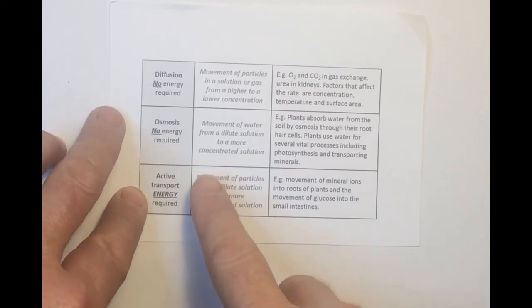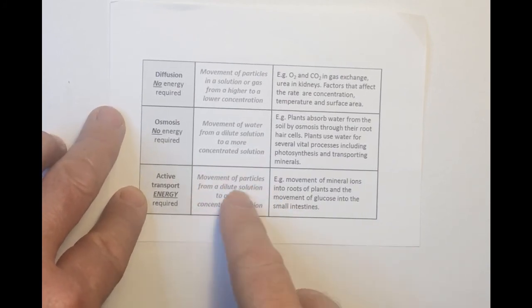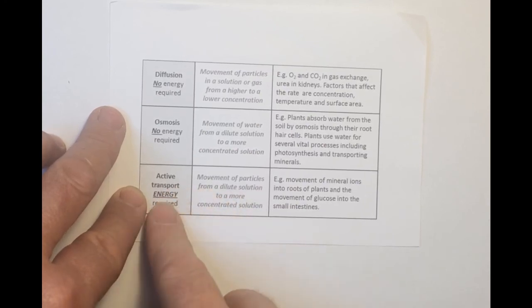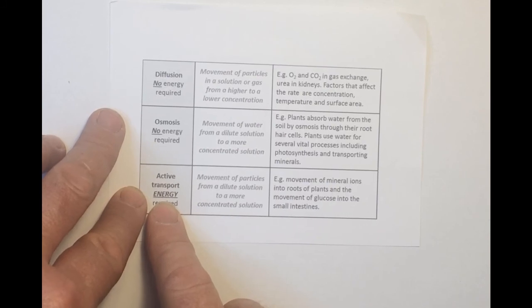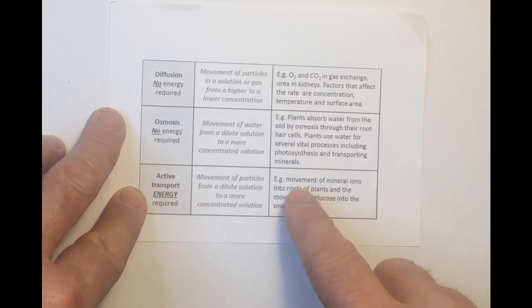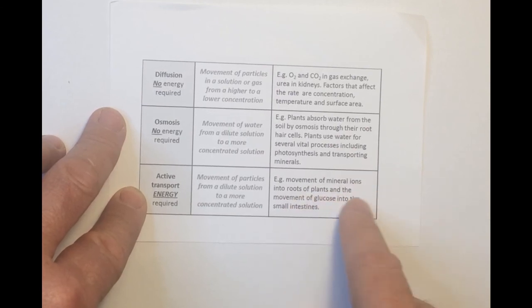Active transport is the movement of particles from a dilute solution to a more concentrated solution, and it does require energy because it's going against the concentration gradient. Two good examples of this are movement of mineral ions into the root of a plant, right, just picture it, and the movement of glucose into the small intestine.